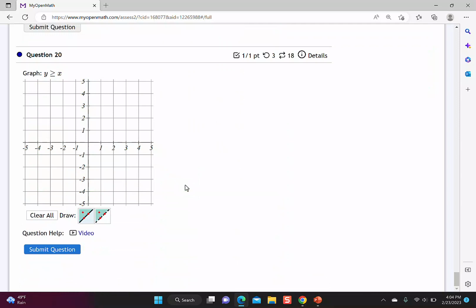If you have a problem that allows equality, so this says y greater than or equal to x, then I want to pick the solid line to start my graph. This one has an intercept at 0. It has a slope of 1 over 1. And then I'm going to pick above the graph this time because it's greater than, and I'll submit the question.